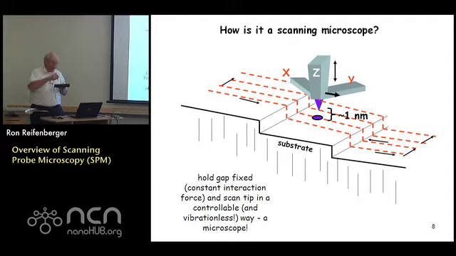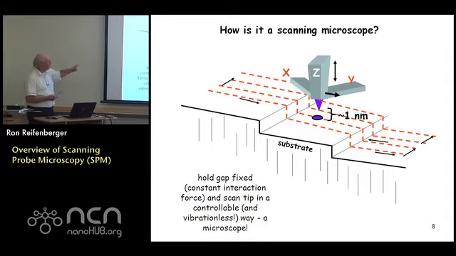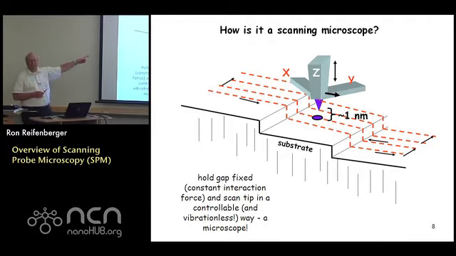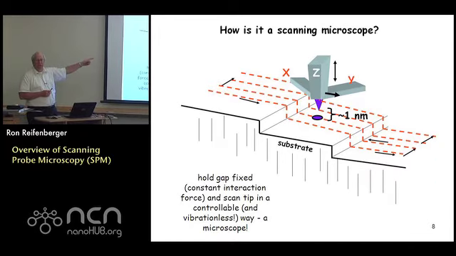Whenever you encounter an object, the tip height has to go up in order to keep the force between the tip and the substrate fixed. And by measuring that motion in Z, that gives you the topography. You can then map out the topography of your sample. So that's how it's done experimentally. And that's why it's called a scanning microscope, because you're actually scanning the tip across the substrate while maintaining a constant force between the tip and the substrate.